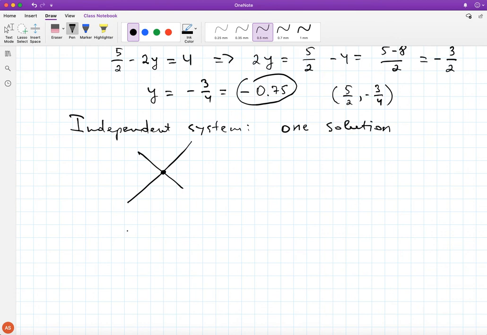It is also possible for the two lines to be parallel, right? If the two lines are parallel, then they do not meet anywhere, and the corresponding system of linear equations will have no solutions. We say in such cases that the system is inconsistent.